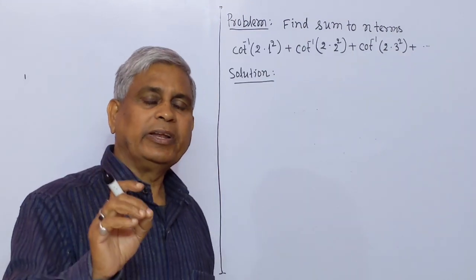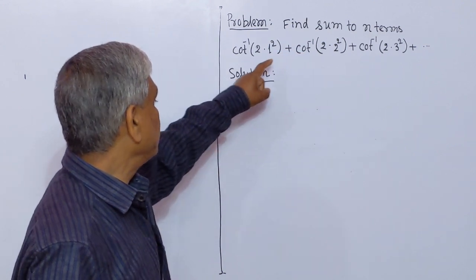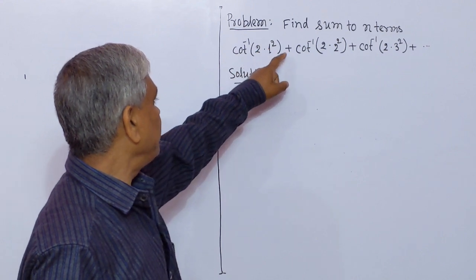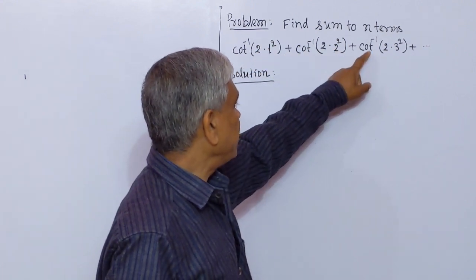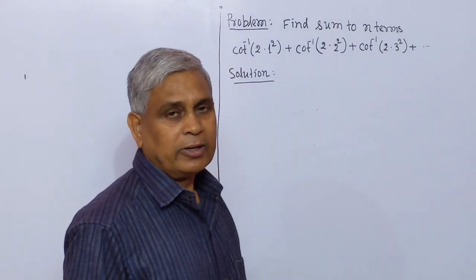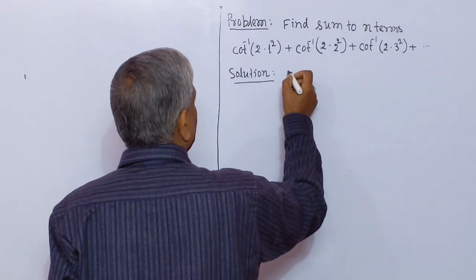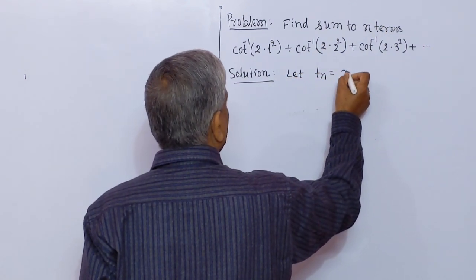Now we solve the next problem. Next problem is find sum to n terms cot inverse 2 multiply 1 square plus cot inverse 2 multiply 2 square plus cot inverse 2 multiply 3 square plus. Now we solve this. Let Tn equal to nth term.